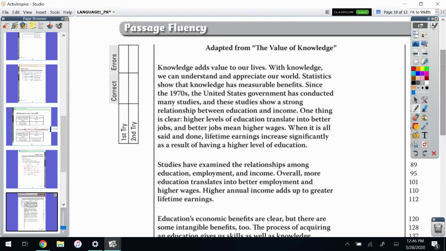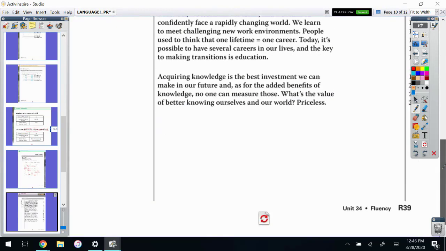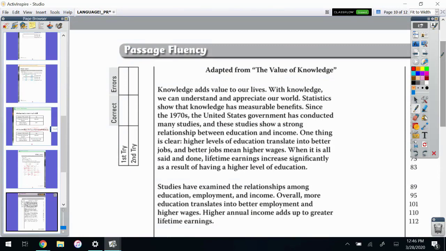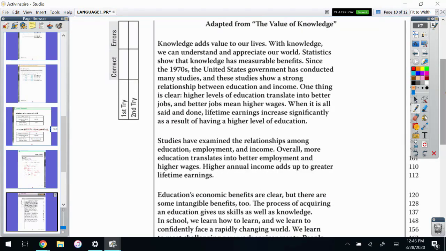Let's look at this passage, fluency. It's adapted from a selection in your textbook called The Value of Knowledge. This is on page R39 of your interactive text. What I would like you to do is, after hearing me read it, record yourself reading it, then send that audio file to me in an email or upload it to this assignment in Google Classroom. If you're ready, I'll start.